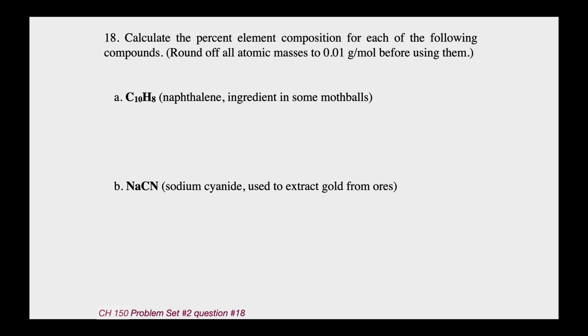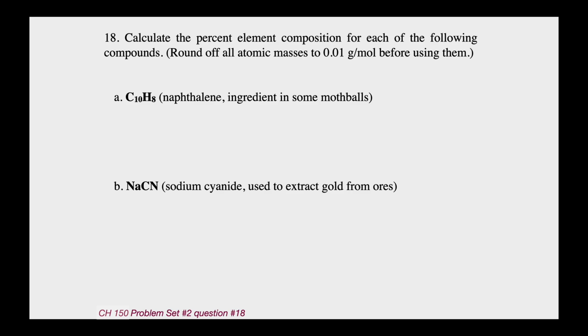Here's some compounds, naphthalene and sodium cyanide, and what we want to do is find the percent element composition for each of them. So what that means, for example, for naphthalene, we want to find the percent carbon and the percent hydrogen. And on sodium cyanide, we want to find the percent sodium, percent carbon, and percent nitrogen. These aren't too hard to do.